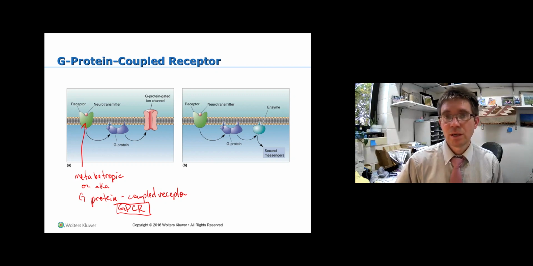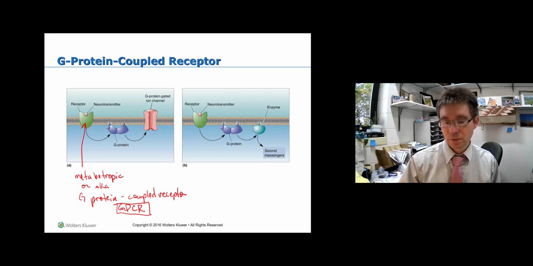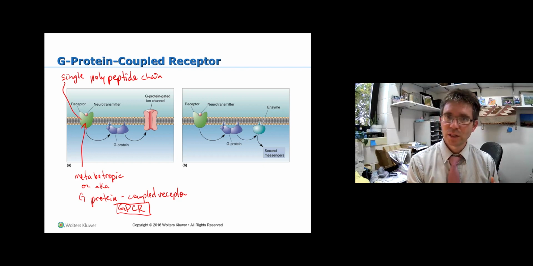What are these things? They are also membrane proteins. As you can see, it's sitting in the membrane here, and it's a protein, and it's typically a single polypeptide chain, as opposed to the multiple subunits we saw with the ionotropic receptors. And there are many, many different kinds of these, and each one of them is responsive to one kind of neurotransmitter.